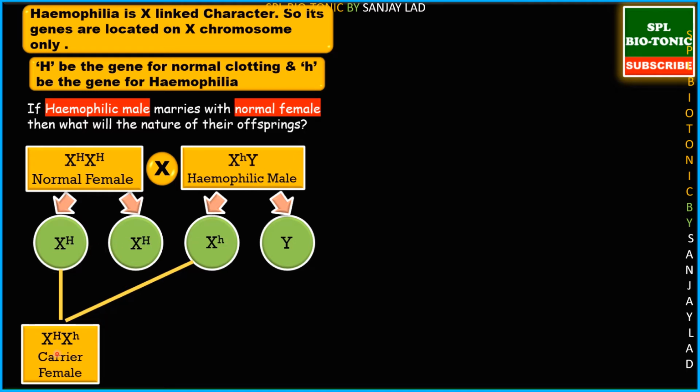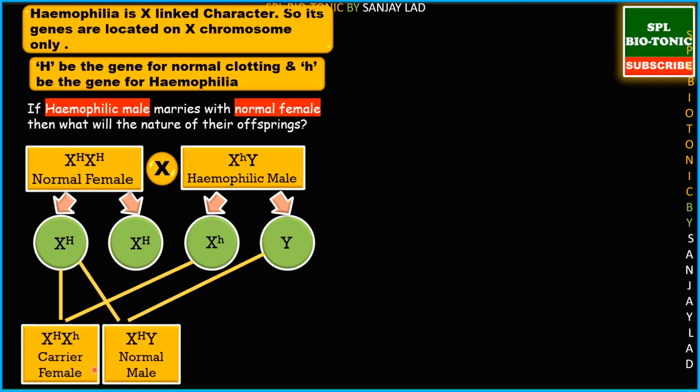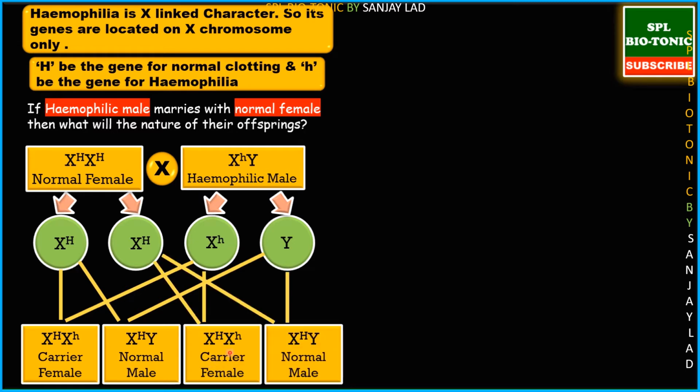The first individual formed is X capital H X small h, that is a carrier female. Then the second is X capital H Y, that is a normal male. Third is X capital H X small h, carrier female, and last is X capital H and Y, that is a normal male. Now I want you to understand one concept here, that the hemophilic gene, the recessive gene from the father, is given to the daughter. I'll repeat again. The recessive gene, that is the hemophilic gene, is given from father to daughter. Please make a note of it.